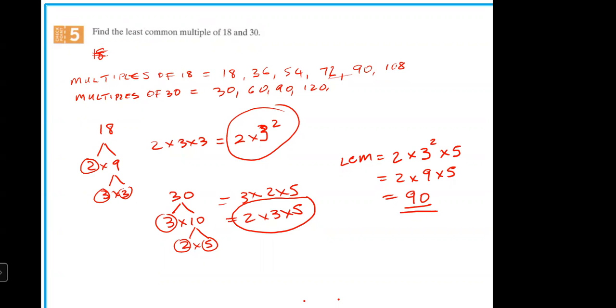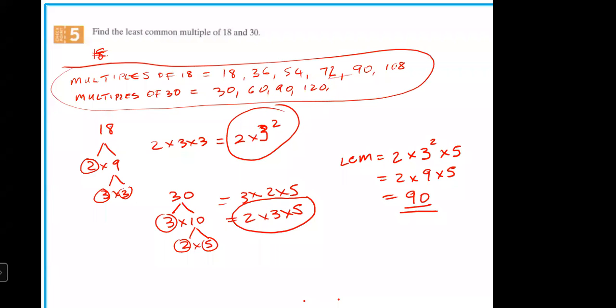So we could either do this multiples method if the numbers are fairly small, but if you have large numbers, it's best to use the factor tree method. Identify the prime factorizations and then look for each factor and take the highest power of each.